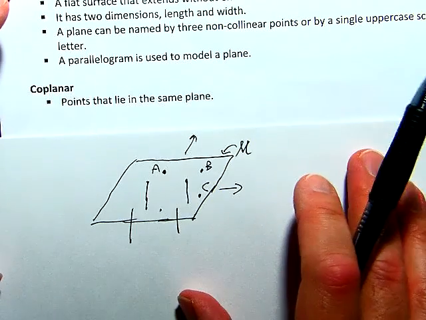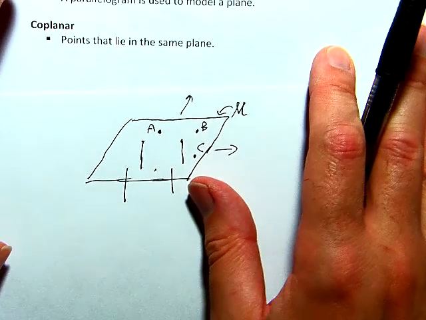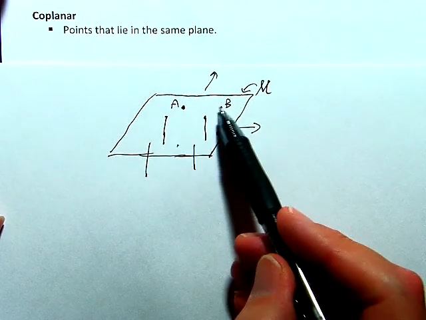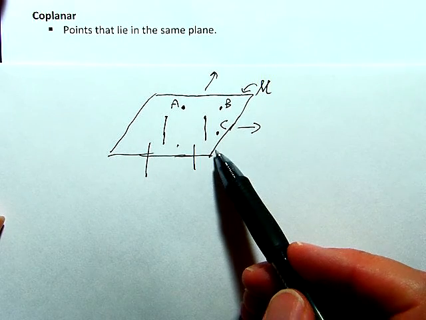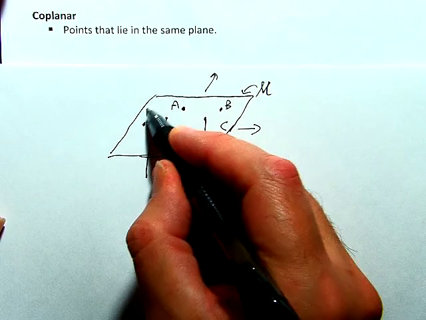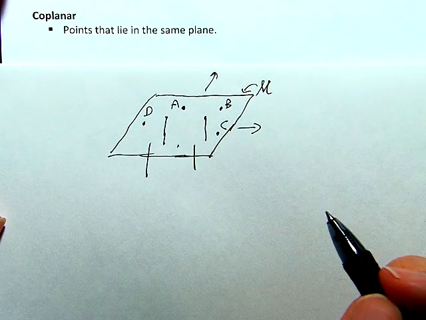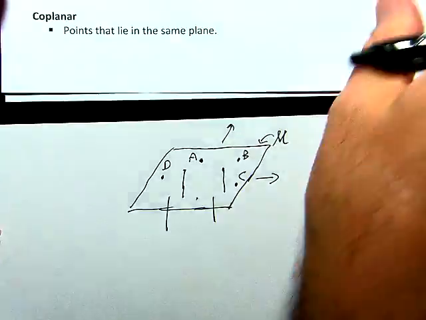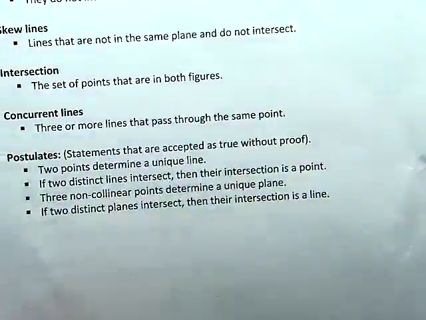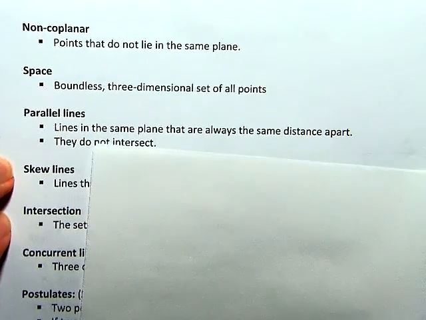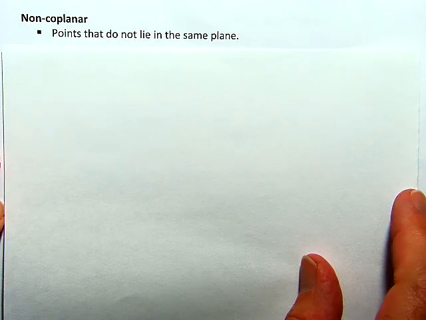Coplanar. Coplanar are points that lie in the same plane. So here we've got, by definition, A, B, and C are coplanar because they define the plane. But if we had, let's say, another point over here, D, that was resting on the same tabletop, it would be coplanar with A, B, and C. Okay, and just like we had collinear and non-collinear, so we also have coplanar and non-coplanar. Points that do not lie in the same plane.